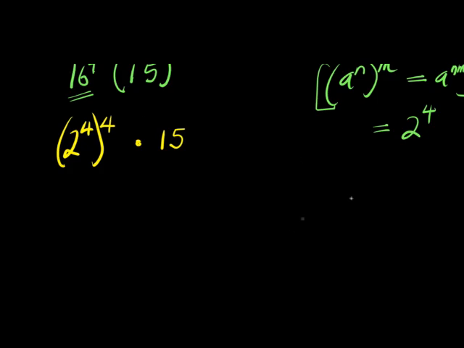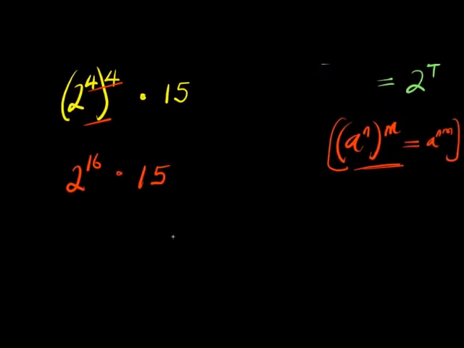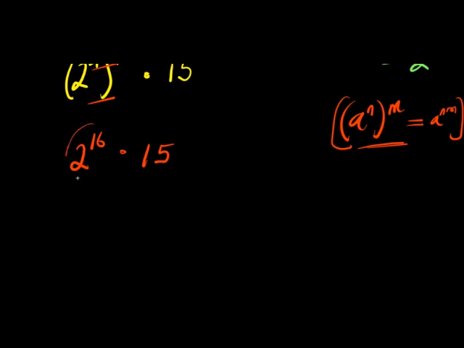From here, remember, a power m raised to the power of n equals a power m times n. Applying this right here, we multiply 4 times 4, we have 2 power 16 times 15. What is the value of 2 power 16? We can express this as 2 power 16 is 10 plus 6, times 15.